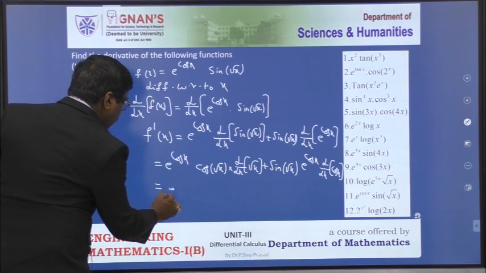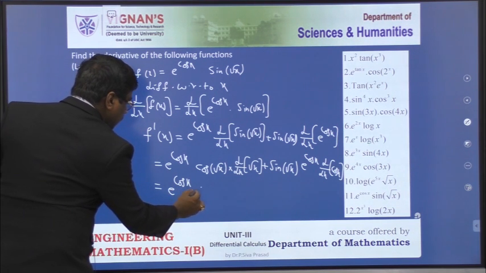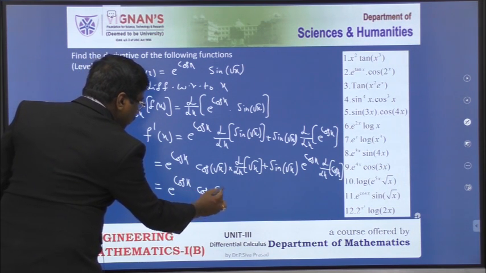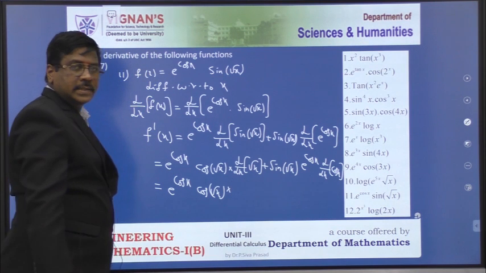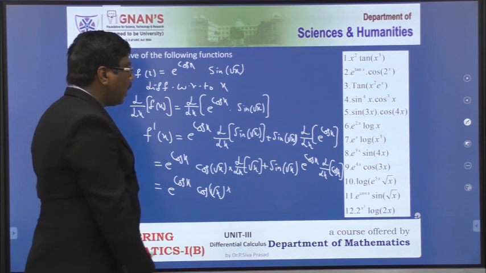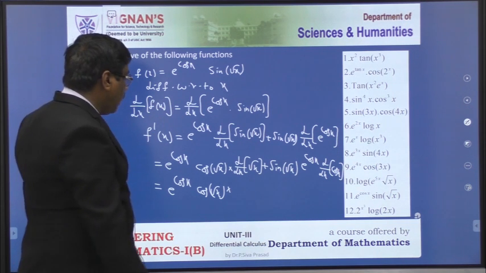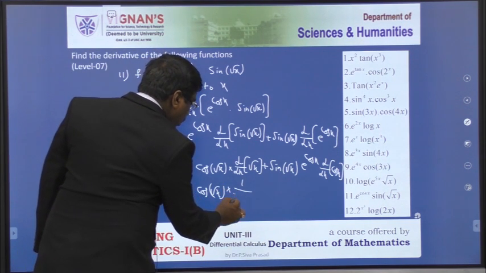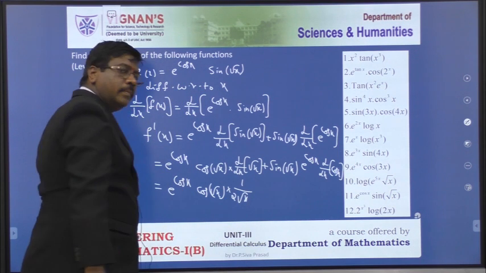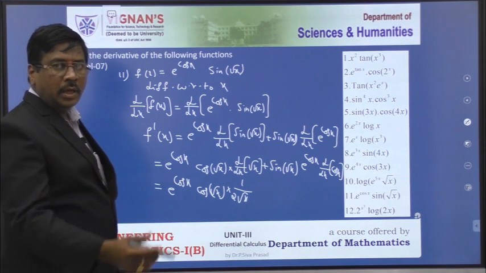Therefore, this is equal to e^(cos x) into cos of root x into d by dx of root x. I already told you this for the remaining problems. That is, d by dx of root x is 1 by 2 root x. Please all of you keep this in your mind, because it may occur repeatedly.